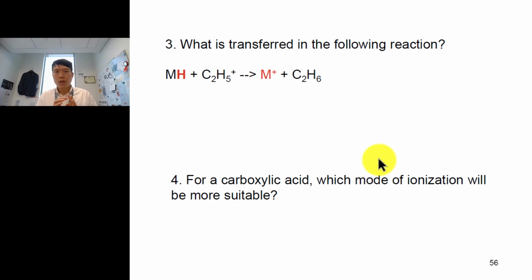Another question is, what is being transferred in the following reactions? You see the H, right? In this case, it's colored, but in the exam, I don't think it's colored. H goes over, is it hydride? Is it cation? Tell me. For a carboxylic acid, which mode of ionization will be more suitable? You have learned a few, and you see the merits and pros and cons, demerits. Which is better? Carboxylic acid, your R-COOH. Alkyl, COOH.